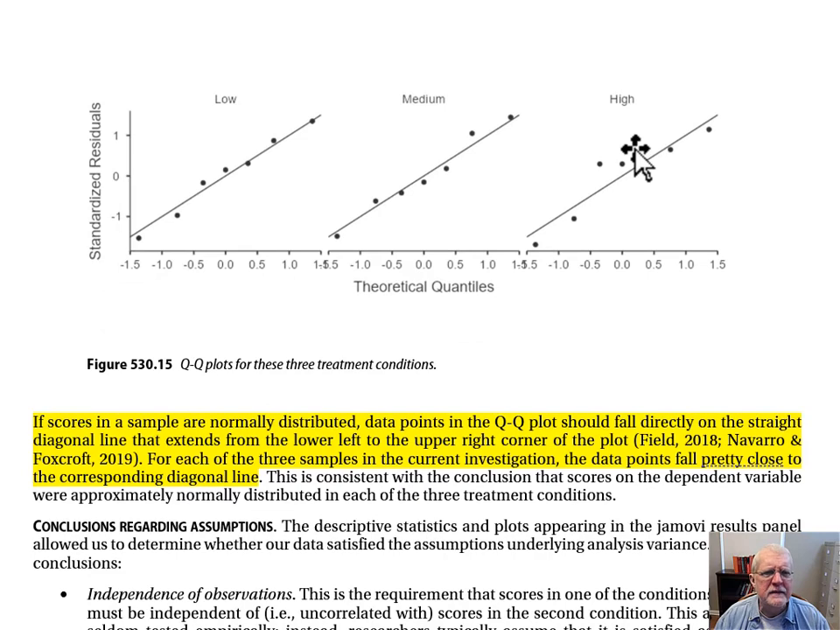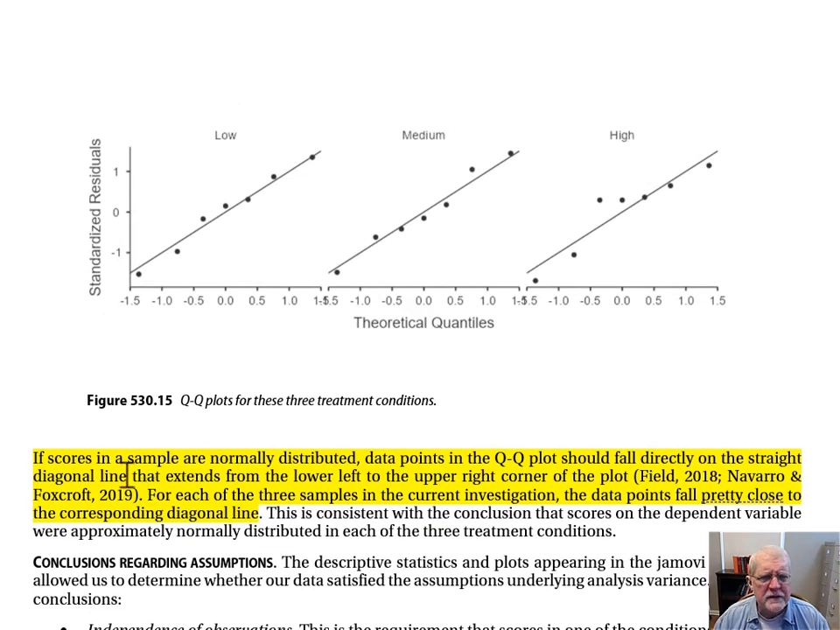How am I supposed to make sense of a QQ plot? If scores in a sample are normally distributed, data points in a QQ plot should fall directly on the straight diagonal line that extends from the lower left to the upper right corner of the plot. For each of the three samples in our current investigation, data points fall pretty close to the corresponding line. So those dots are pretty much on the line, that's good. Those are pretty close to being on the line, that's good. And those are reasonably close to being on the line, that's good. No obvious evidence of departure from a normal distribution.